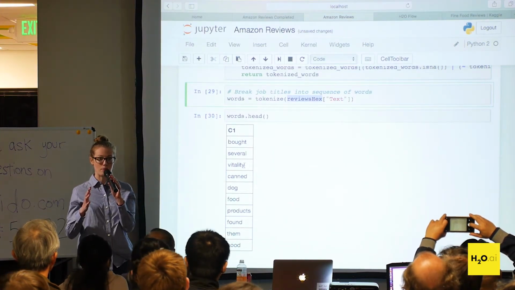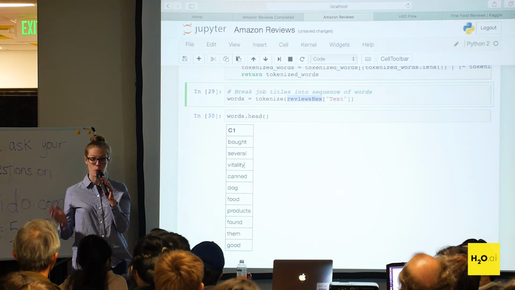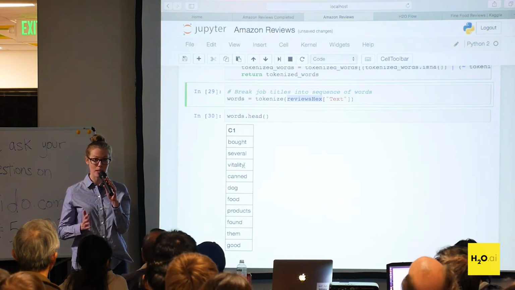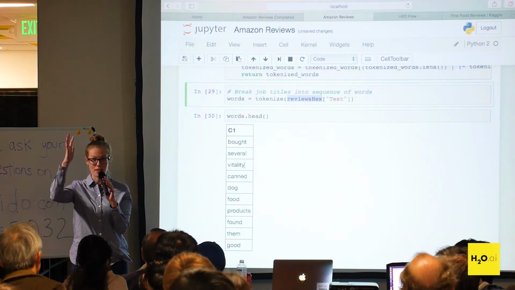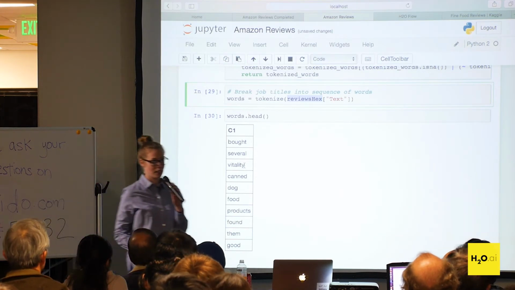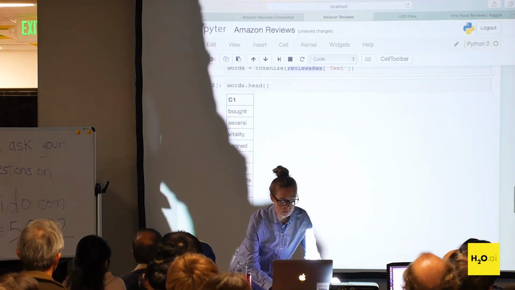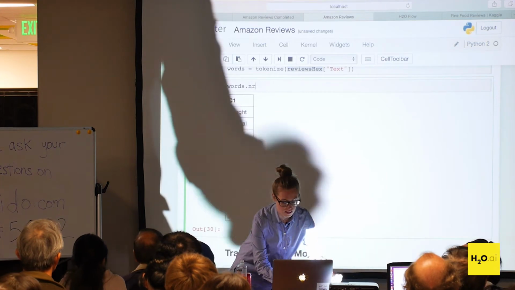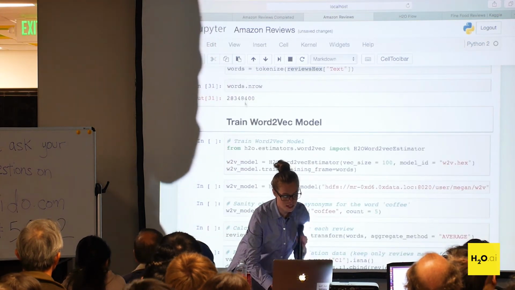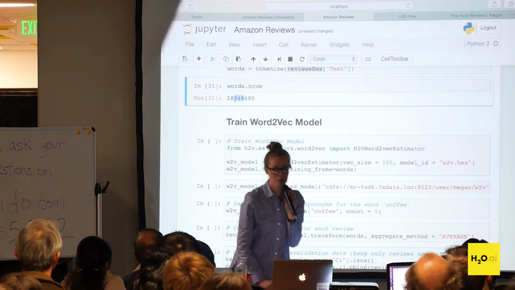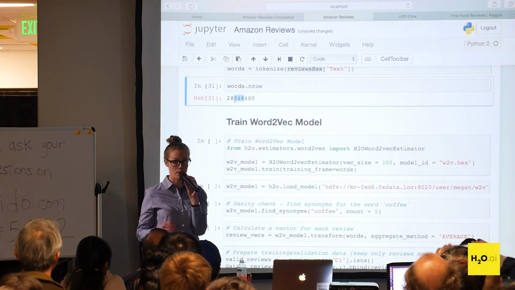This is not just a unique word list. It's going to be all of the words. So it's going to be as big as if you took all of the words in your reviews and lined them up into a vector. So if we take a look, let's see. This is pretty big, 28 million records. All the words in my reviews.